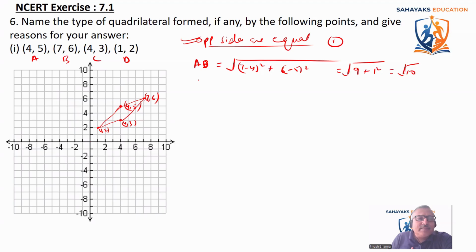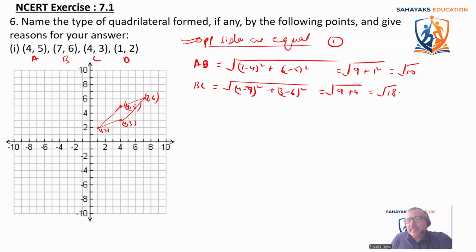Then I'll find out BC. BC is equal to the square root of 4 minus 7 whole square plus 3 minus 6 whole square. 4 minus 7 is minus 3, square is 9, plus 3 minus 6 whole square, minus 3 square is 9. It comes out to be the square root of 18. I can say 9 twos are 18, or I can write it as 3 root 2. Let's find out CD.